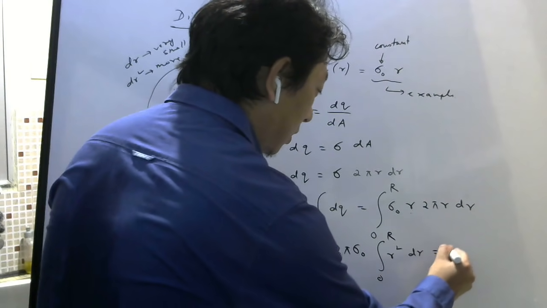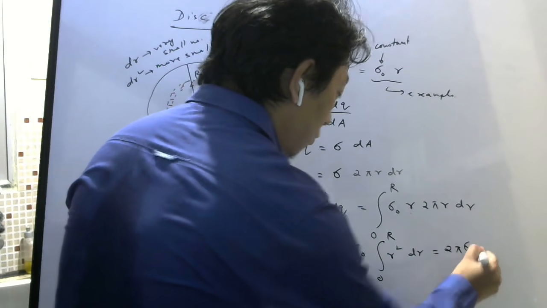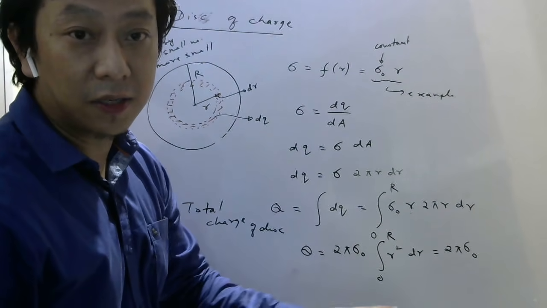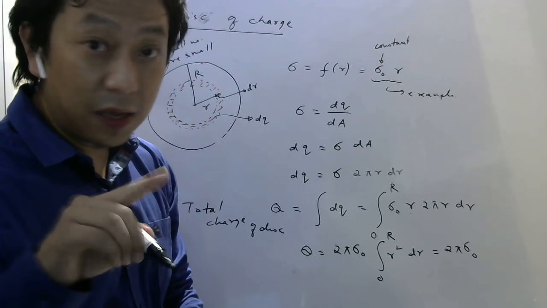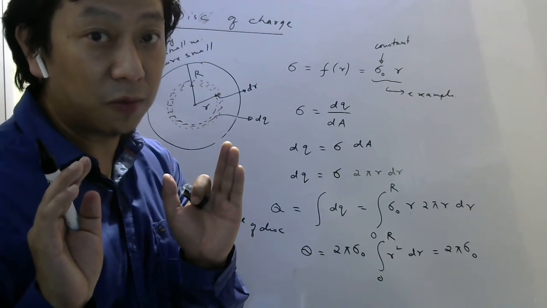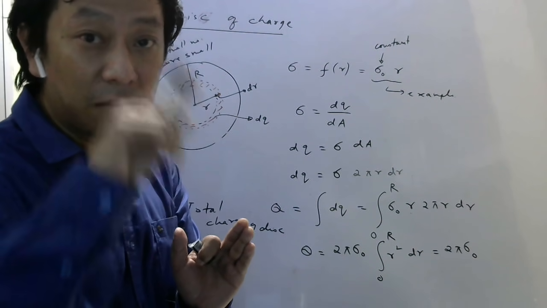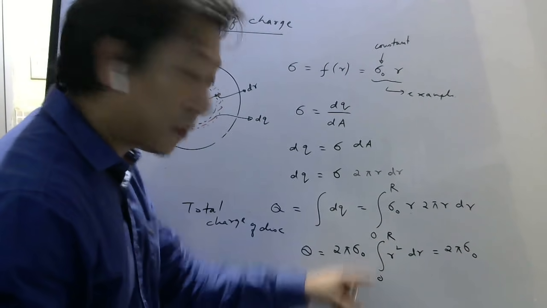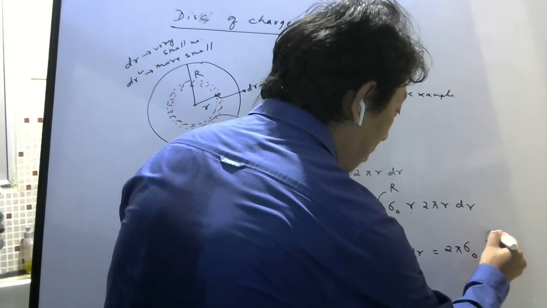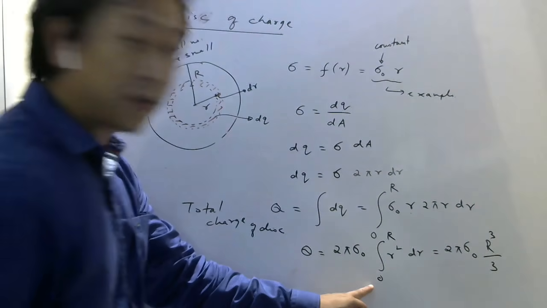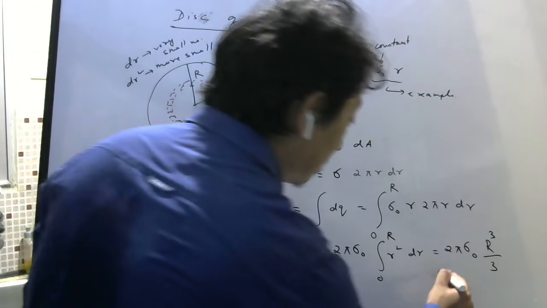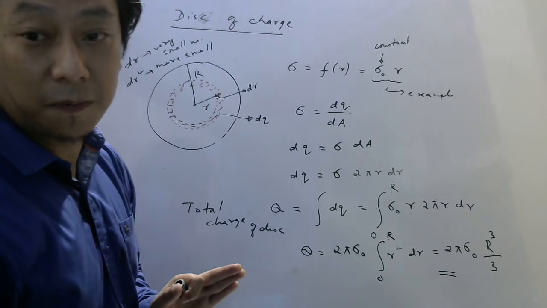Then you can do the integration. What is the integration of x square dx? X power n plus 1 by n plus 1. That formula you have to memorize. So r square will be r power 3 by 3. Put the upper limit, what will you get? R power 3 by 3. The lower limit is 0, so no need to put. So this will be the answer for the total charge.